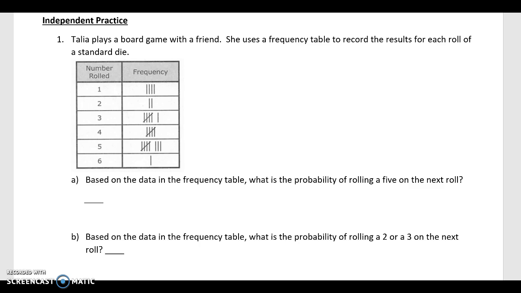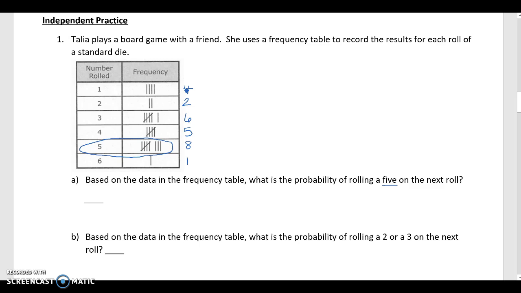So based on the data in the frequency table, what is the probability of rolling a 5 on the next roll? So we're looking here at the number 5, and the frequency for the number 5 is 5, 6, 7, 8. So 8 for the number 5, but we know that we're always going to need the total. So let's find the total number of times she rolled a die. So we have 1 time she got 6, 5 times she got 4, 6 times she got a 3, 2 times she got a 2, and 4 times she got a 1.